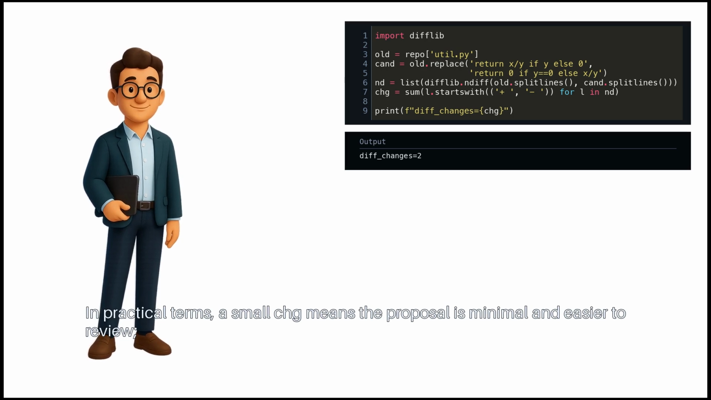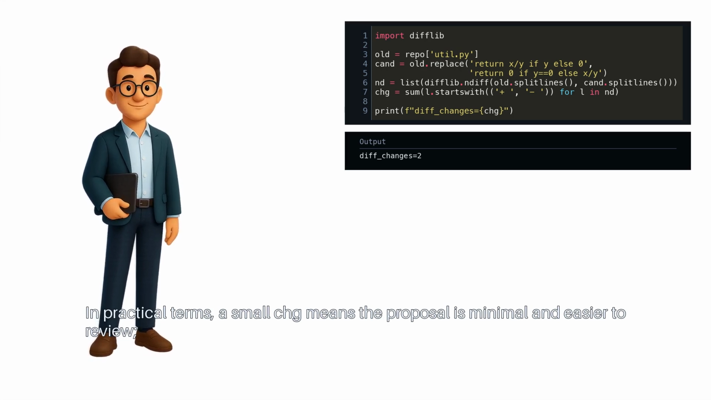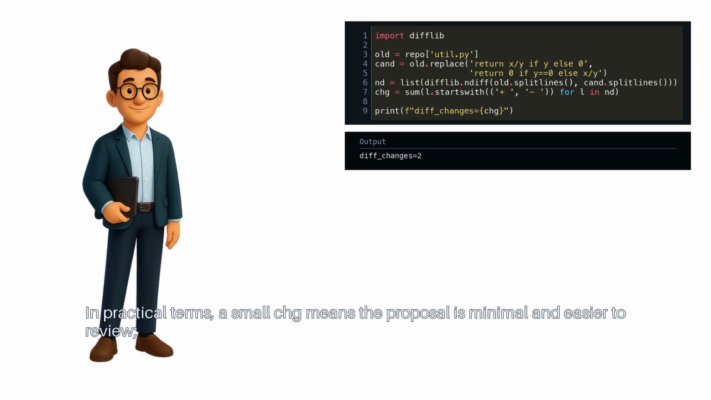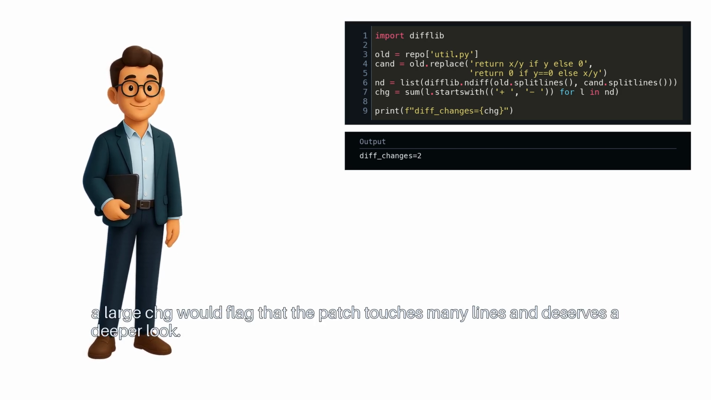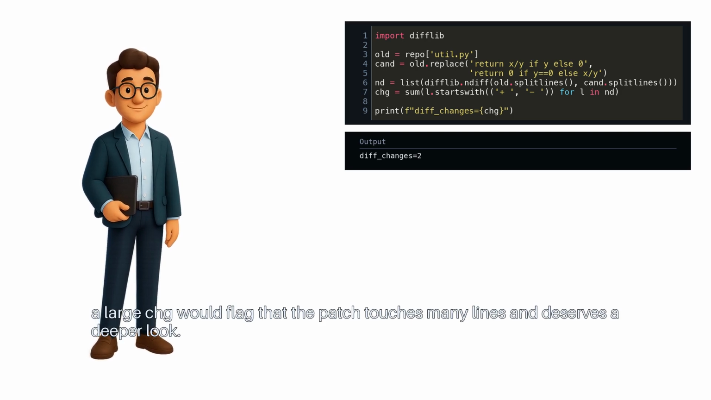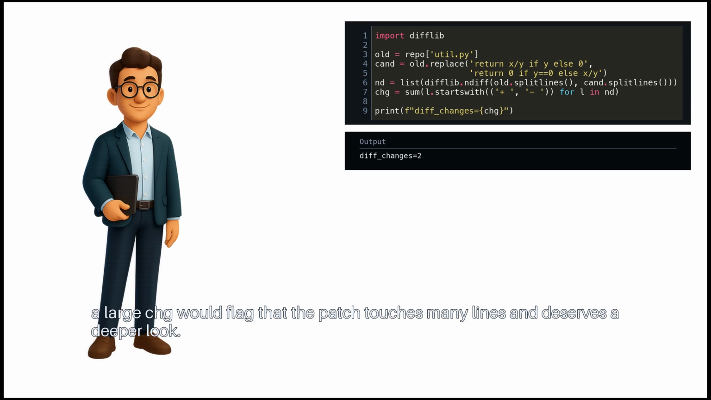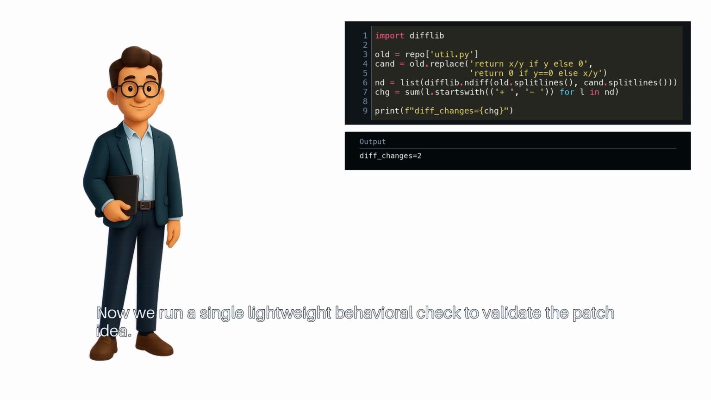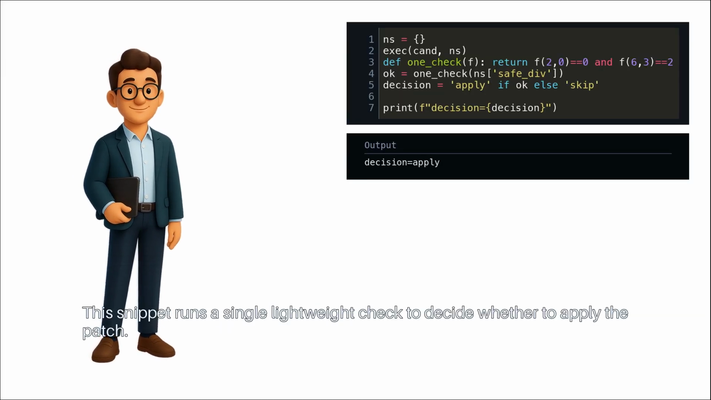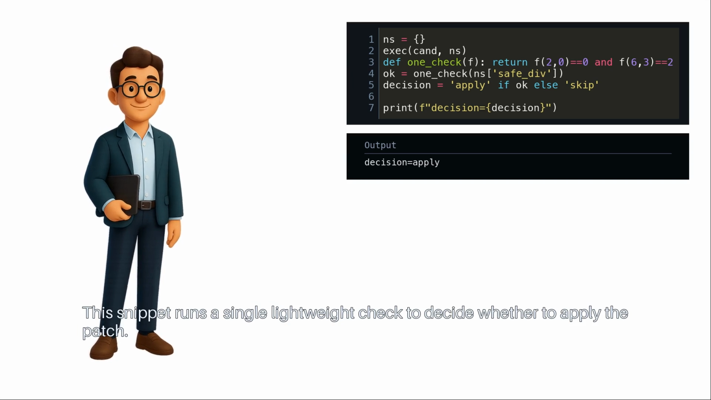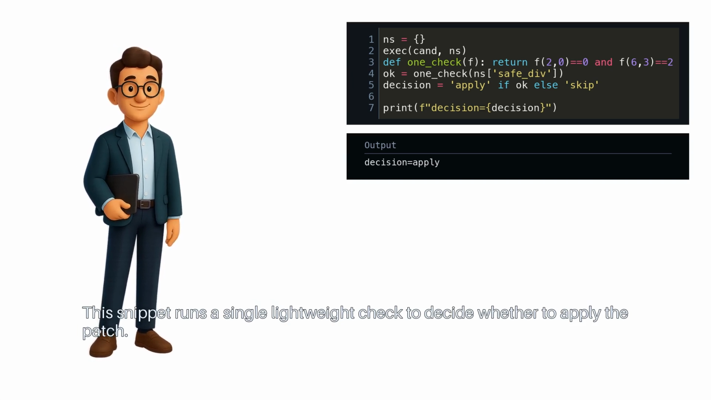In practical terms, a small change means the proposal is minimal and easier to review. A large change would flag that the patch touches many lines and deserves a deeper look. Now, we run a single, lightweight behavioral check to validate the patch idea. This snippet runs a single, lightweight check to decide whether to apply the patch.